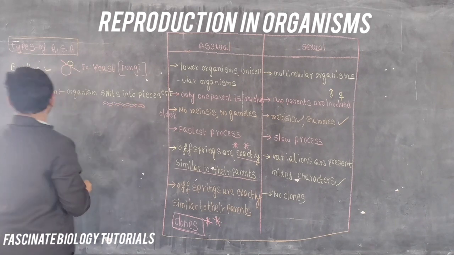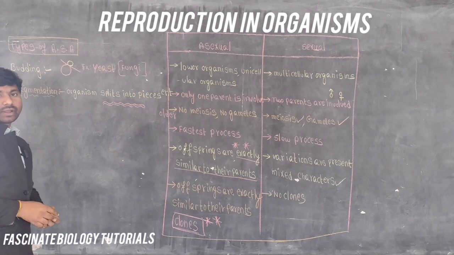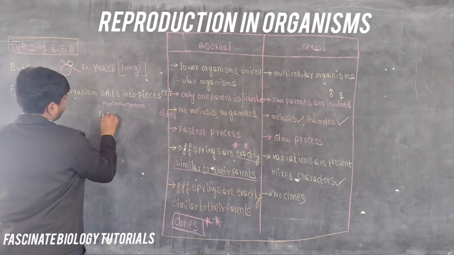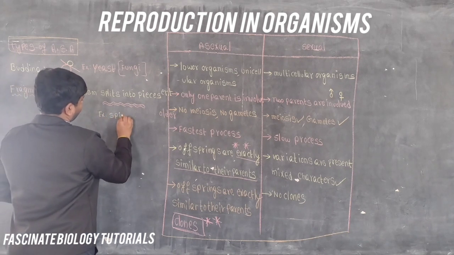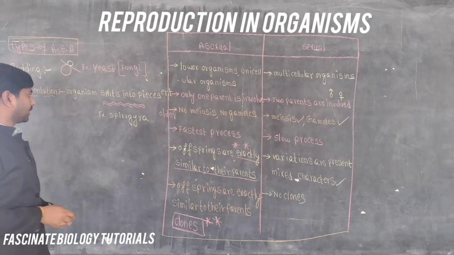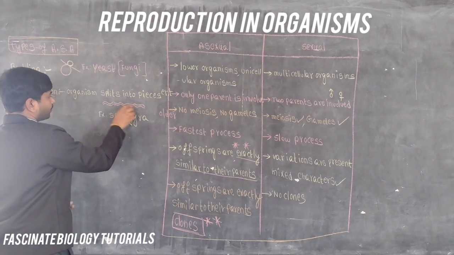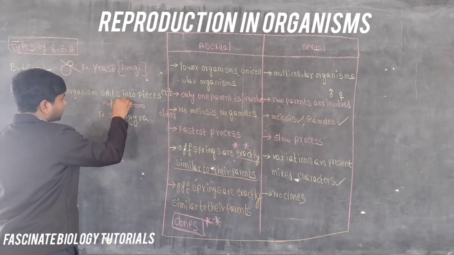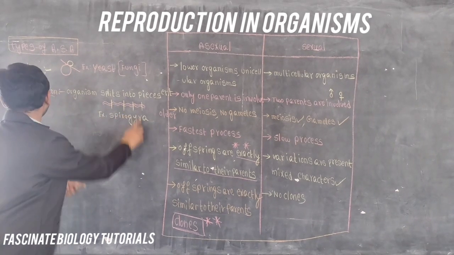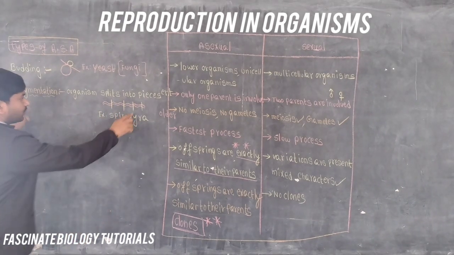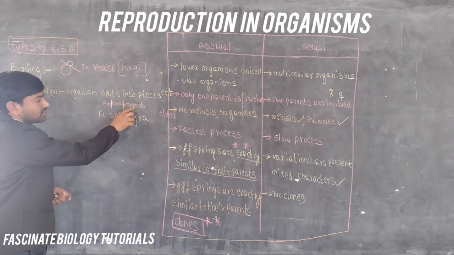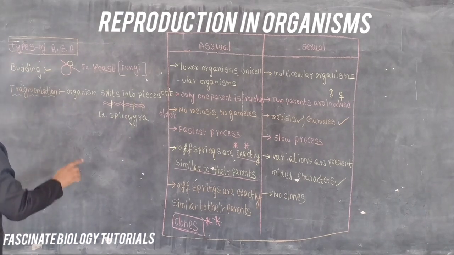The best example of fragmentation is Spirogyra. It is a filamentous algae. Spirogyra is an organism with a spirally coiled structure. It splits into different pieces, and each piece survives as a new individual. That is known as the fragmentation process. This is fragment 1, fragment 2, fragment 3 and fragment 4, and each fragment survives as a new individual.